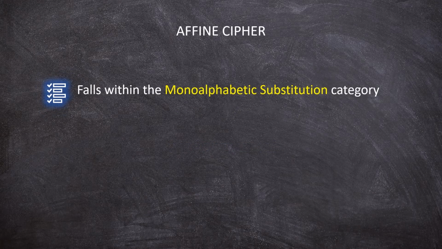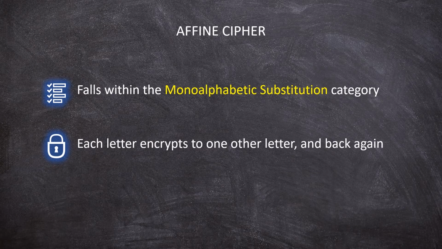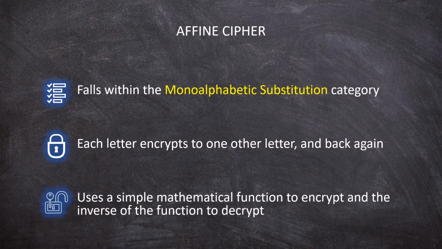The Affine Cipher is one of many ciphers that falls into the monoalphabetic substitution category. This means each letter in the plaintext message is converted into a single letter in the ciphertext. And as I already mentioned, when using the Affine Cipher, the encryption is done by converting letters into numbers, passing these numbers through a simple mathematical function, and then converting the resulting numbers back into letters. To decrypt, the same process is performed, but this time we use the inverse of the encryption function, and I'll get into what that means in a bit.